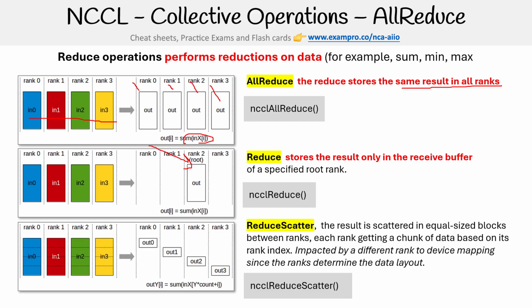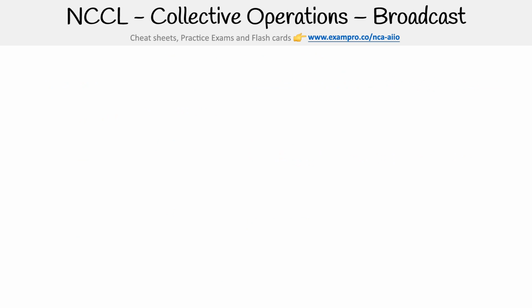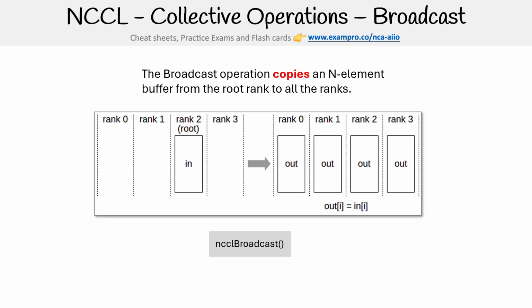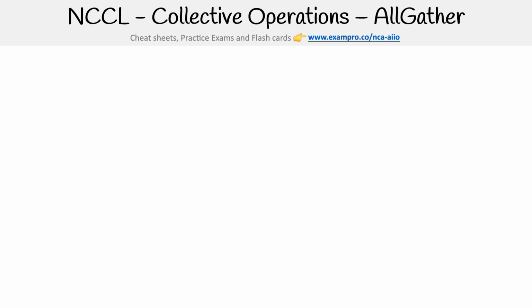Or single GPU. And so here we have reduce scatter. So the result is scattered in equal sized blocks between ranks, each rank getting a chunk of the data based on the rank index, impacted by a different rank by device mapping. Okay, so that kind of makes sense. We have broadcast. The broadcast operation copies the n element buffer from the root rank to all ranks. So you're saying, okay, this GPU, give its value and send it over to all the other ones, right?